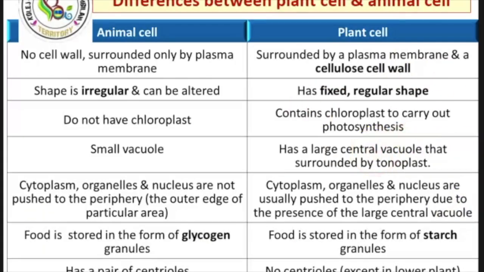Here are the differences between plant and animal cell. First, for animal cell, no cell wall, surrounded only by plasma membrane, while in plant cell, surrounded by a plasma membrane and a cellulose cell wall. Shape for animal cell is irregular and can be altered, while in plant cell it has fixed and regular shape. Animal cells do not have chloroplasts, while plant cells contain chloroplast to carry out photosynthesis.